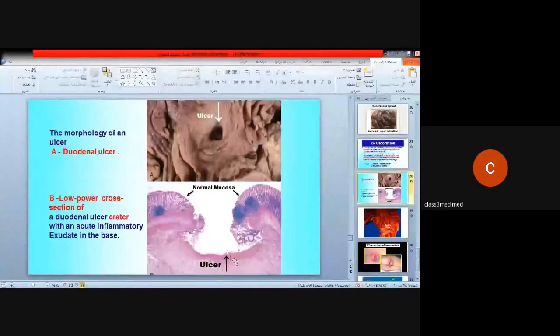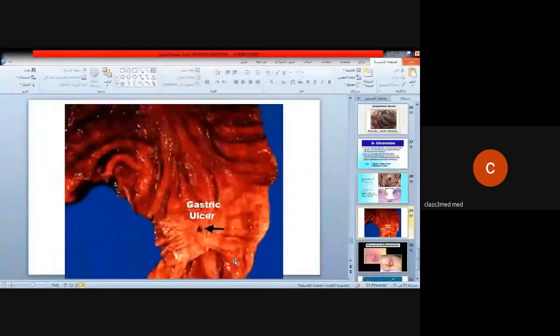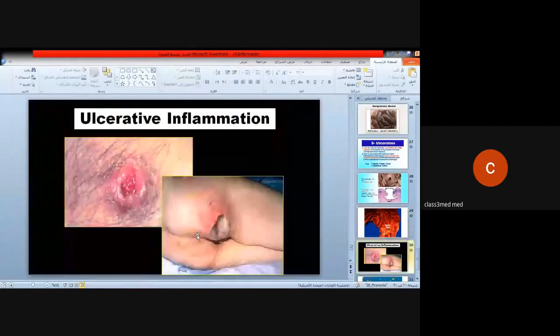This is gastric ulcer. This is the stomach. This is the gross feature of gastric ulcer. This is a defect in the wall of the stomach, or in the mucosa of the stomach. This is also ulcerative inflammation. This is an ulcer in the skin, and the base of the ulcer is covered by inflammatory exudate.